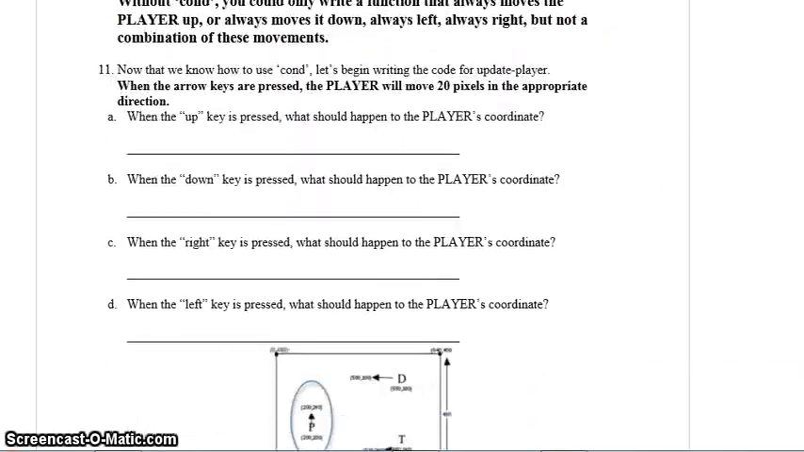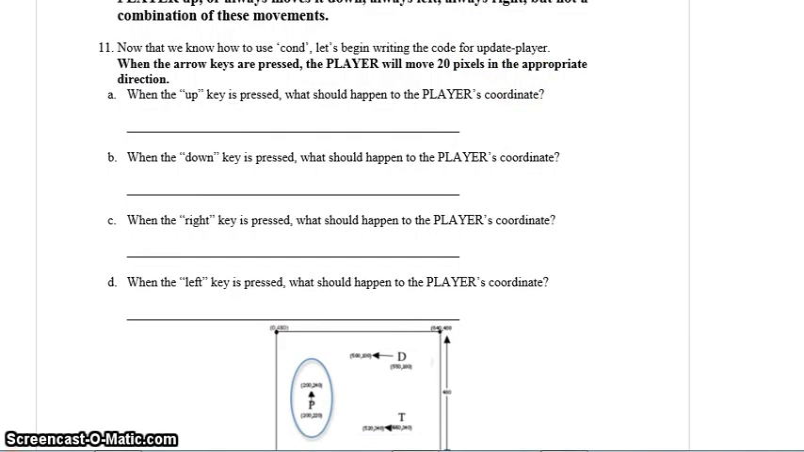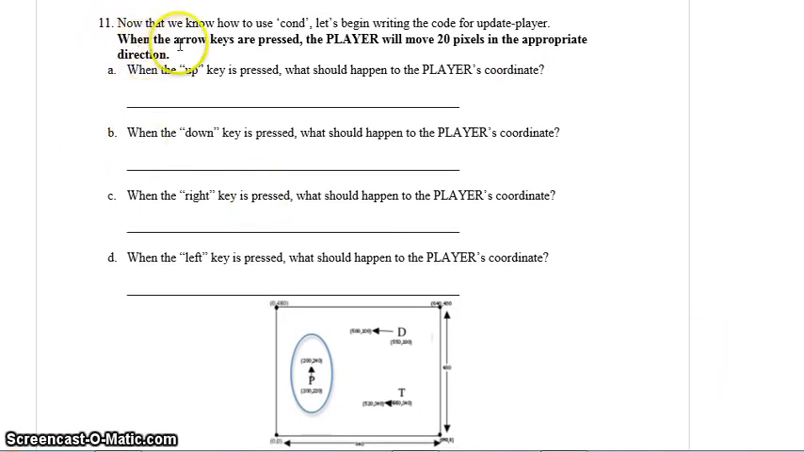So in number 11, let's just quickly recap. Now that we know how to use conditionals, let's begin writing the code for update player, which we're actually going to be putting in our video game. When the arrow keys are pressed, the player will move 20 pixels in the appropriate direction. So I'm telling you that the character will move 20 pixels at a time. When the up key is pressed, what should happen to the player's coordinate? We've gone over this multiple times throughout our lessons.